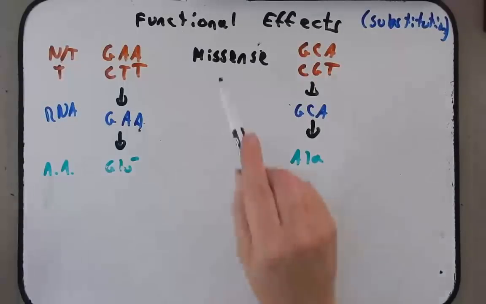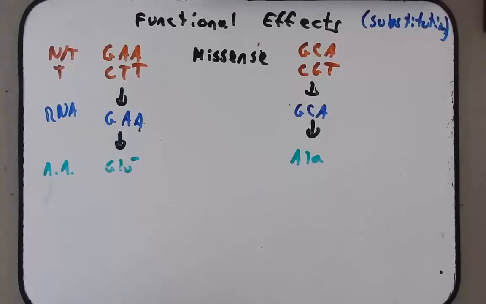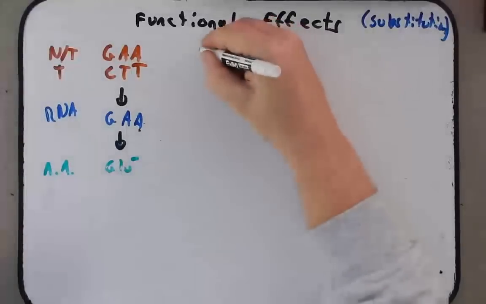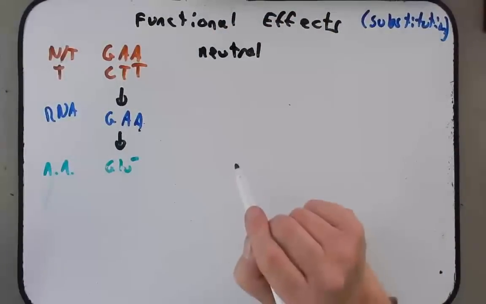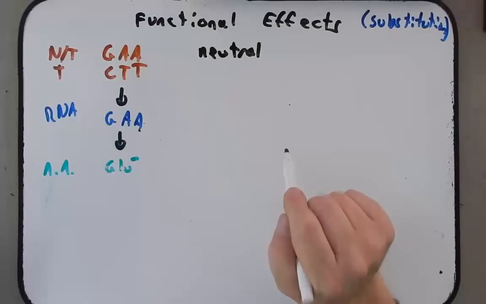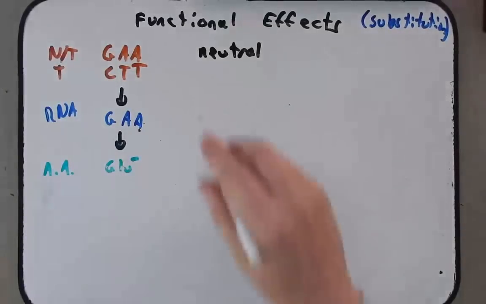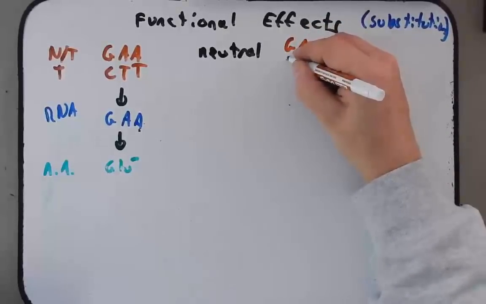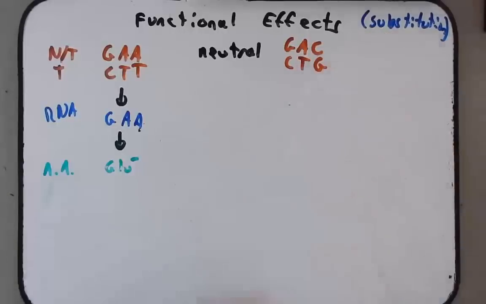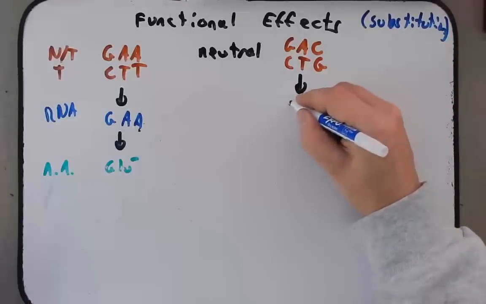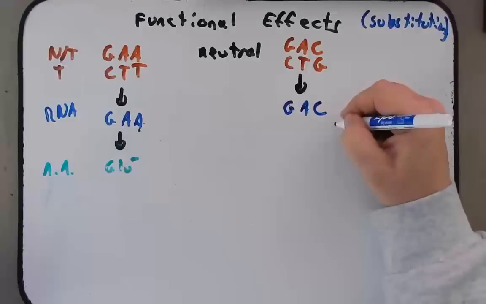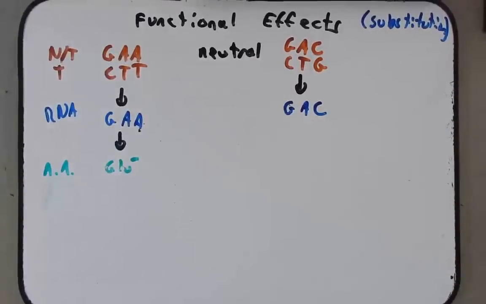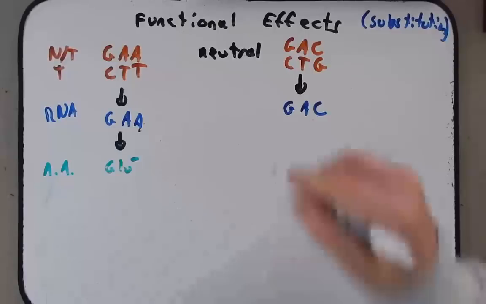Now there's a special kind of missense mutation that I'm going to talk about next, and it's called a neutral mutation. A neutral mutation will change the amino acid being made, but it'll make it a similar amino acid. So instead of a GAA, this mutation will now be a GAC. That will make a CTG for the template strand. When this makes an RNA molecule, we'll make an RNA codon that is GAC. If you look at our genetic code, GAC makes an aspartic acid.